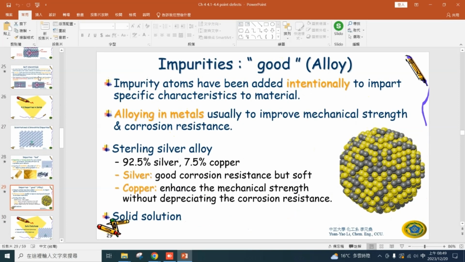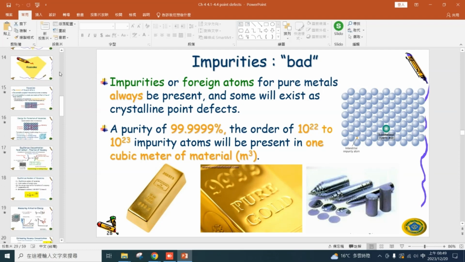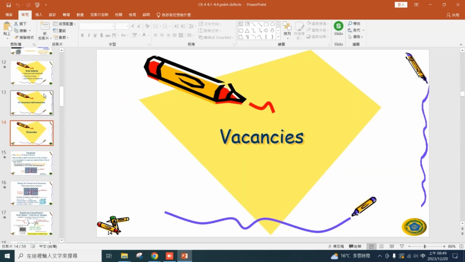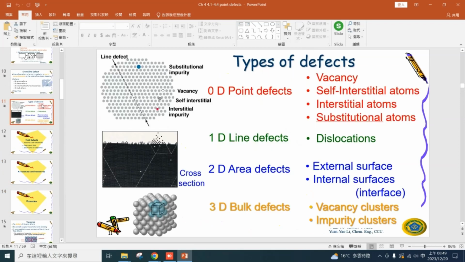Before solid solution, let's have a quick recall about what we have learned last week. Last week, we basically talked about imperfection, especially defects. We have 0-dimensional point defects, 1-dimensional line defects, 2-dimensional area defects, and 3-dimensional bulk defects. And we finished the topic of the 0-dimensional point defects, right?